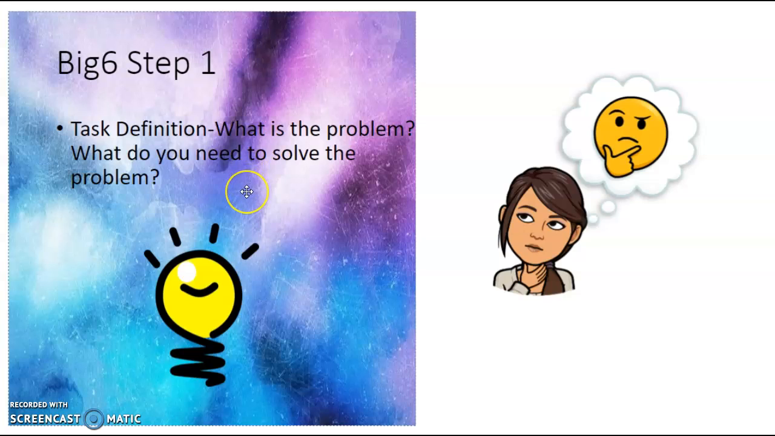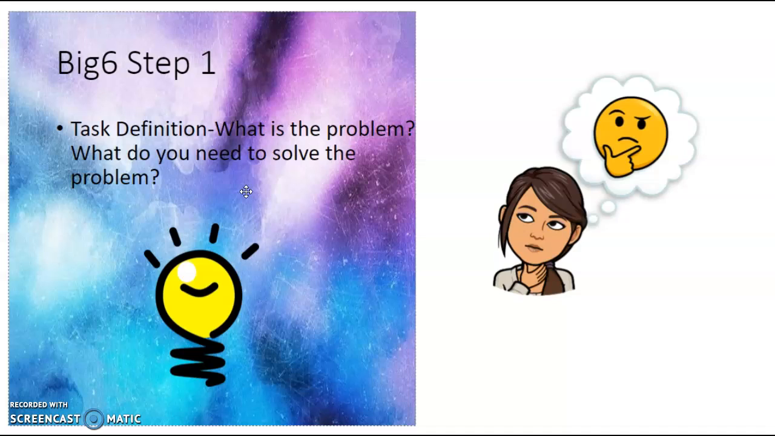So here to tell you about the Big Six, step 1, task definition. What is the problem? What do you need to solve the problem? So with step 1, we need to ask ourselves, what is the assignment asking us to do? So we need to be clear on that. We need to ask, what are some topics that we might want to research? Or what are some questions we might want to answer?